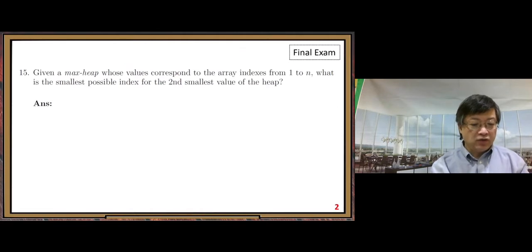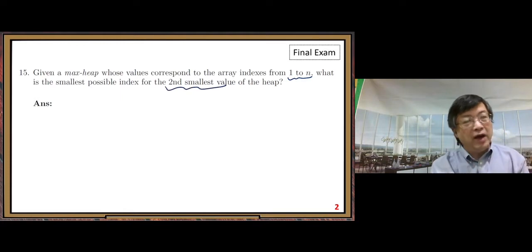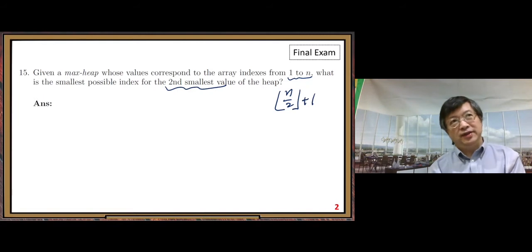Second one, this question, number 15. Max heap whose values correspond to array indices from 1 to n. What is the smallest possible index for the second smallest? Our homework question was for the minimum value, right? The minimum value, so the answer is 1.